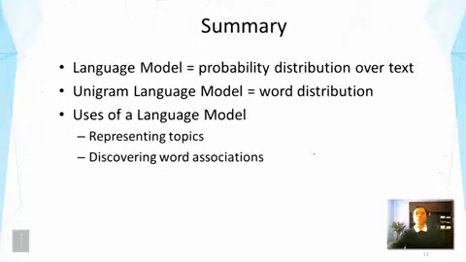So in this lecture, we talked about the language model, which is basically the probability distribution over text. We talked about the simplest language model called the unigram language model, which is also just a word distribution. We talked about the two uses of a language model. One is to represent a topic in a document, in a collection, or in general. The other is to discover word associations. In the next lecture, we're going to talk about how a language model can be used to design a retrieval function.